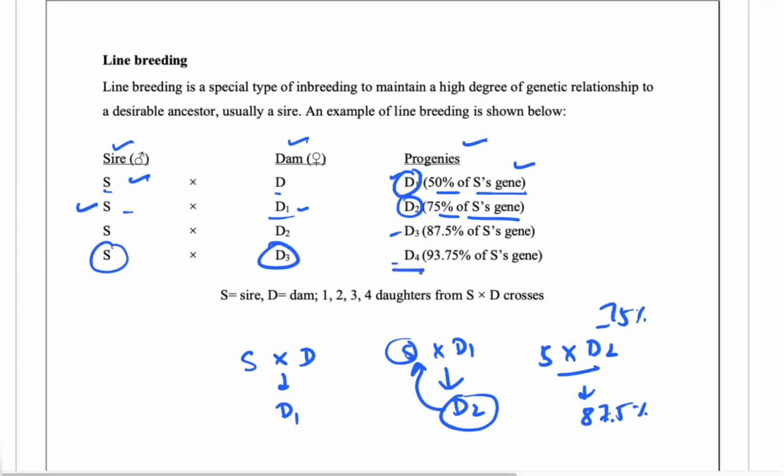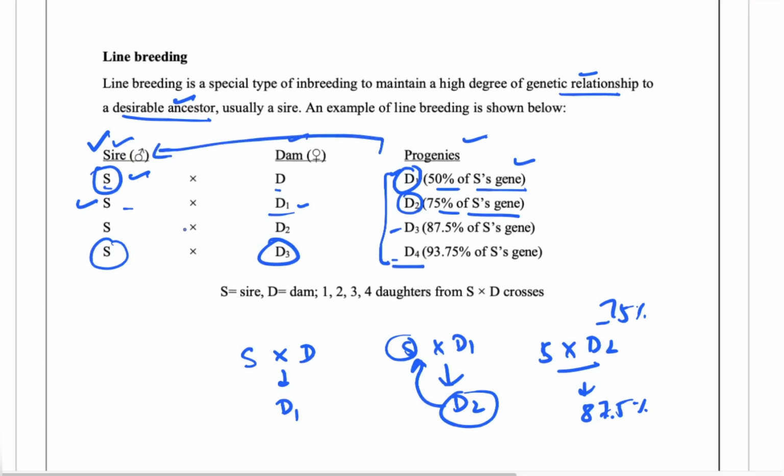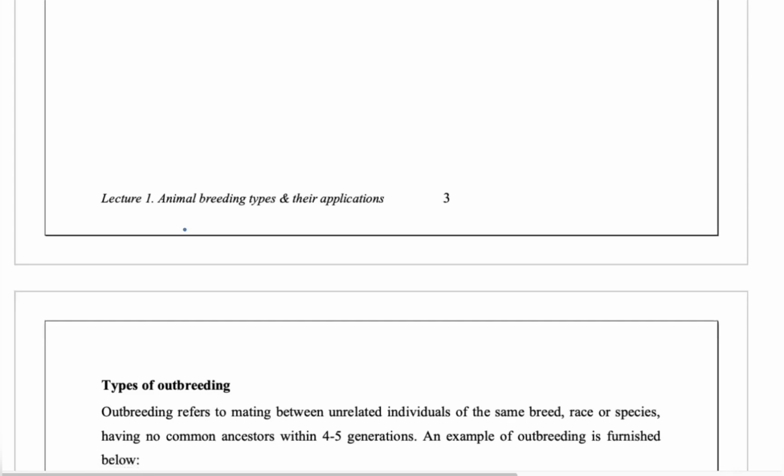What is happening in this case is the genetic content of the sire is increasing in each progeny, and that is what you want, right? That is why I told you a desirable ancestor you pick. Here the sire is the desirable ancestor, right? And high genetic relationship is maintained. So all the progeny have a very high relevant genetic expression to the sire. And this is what line breeding is, right?